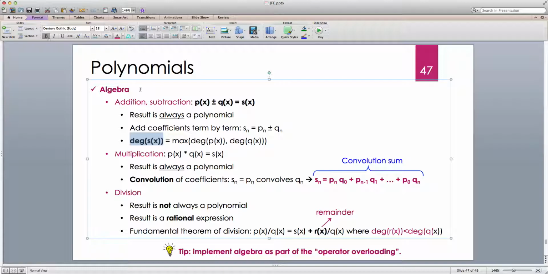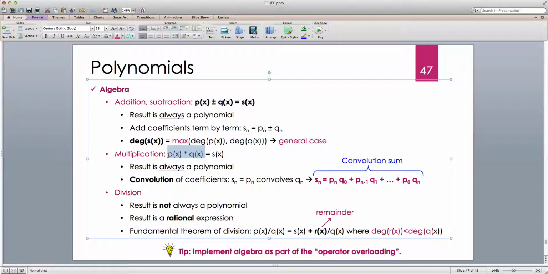Now, it could be that the highest terms are identical, so the degree reduces, but in general, if we want to implement it in a general way, the general principle is that this is the general case. There are special cases when the terms cancel out, and therefore the degree reduces, but in general you end up with the max of the degree of p and q.